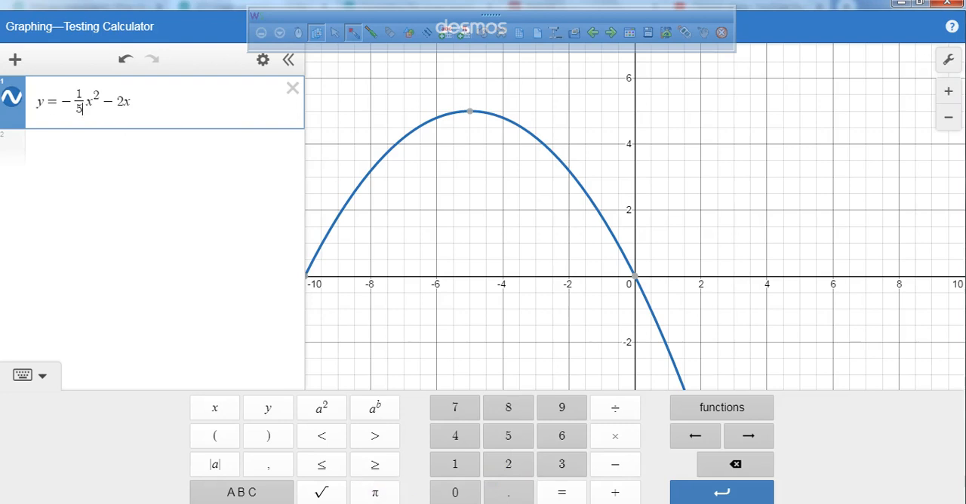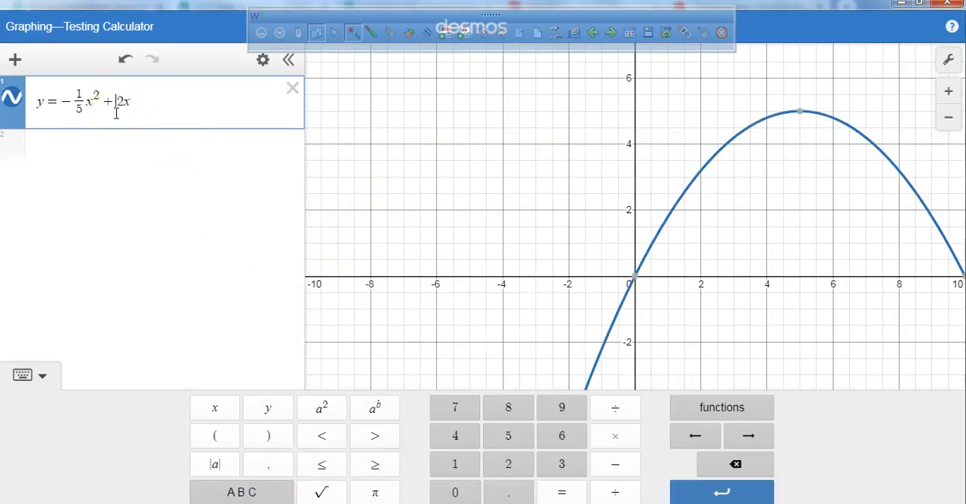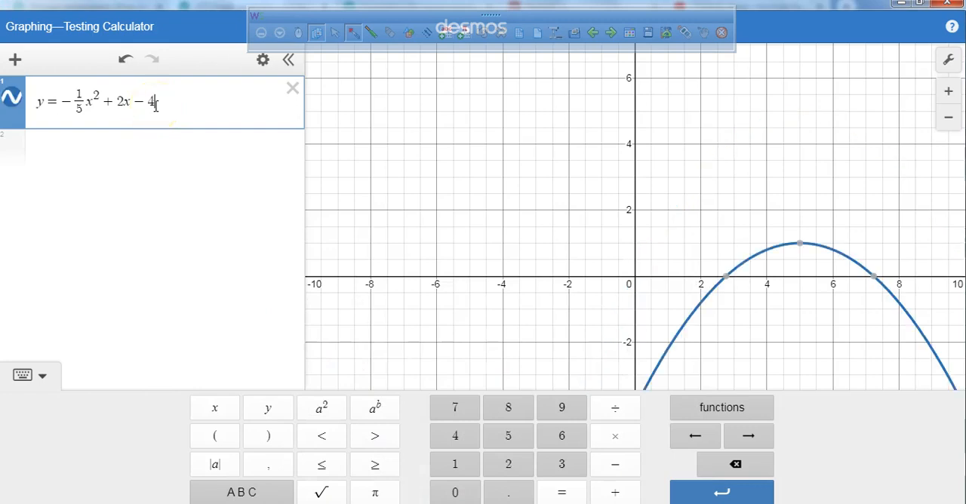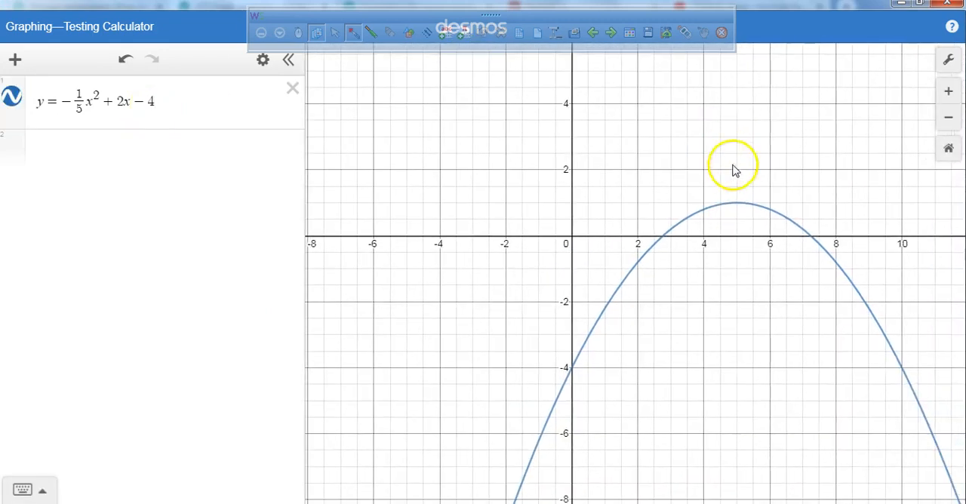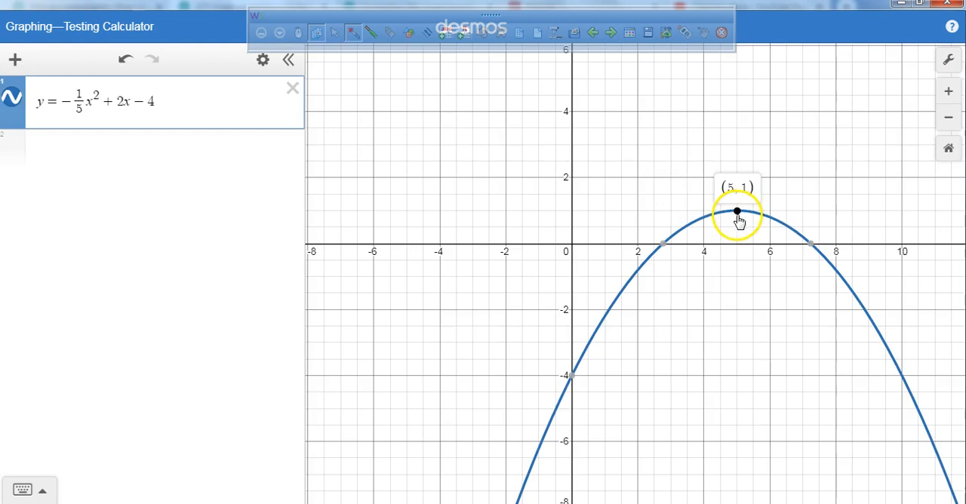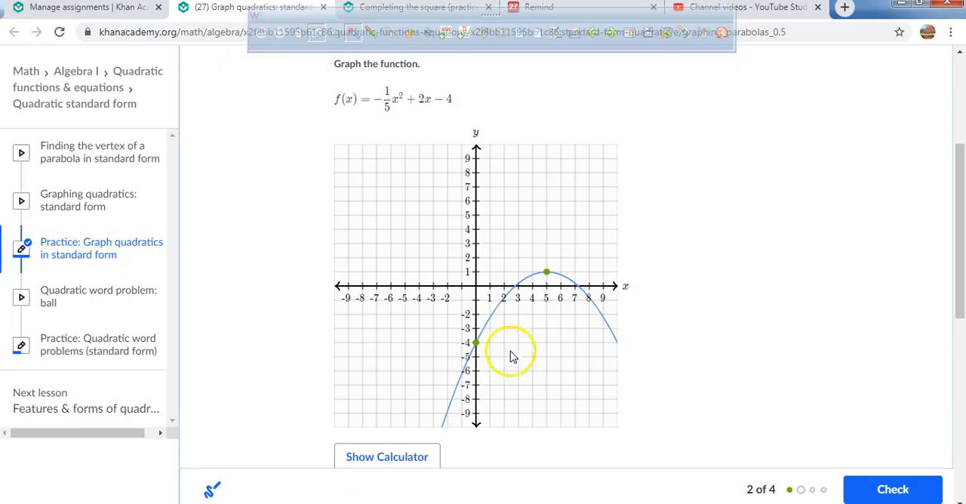So we have negative 1/5 x squared plus 2x minus 4. And then you can clearly see there's our vertex at 5 and 1, and there's our y-intercept at 0, negative 4. So I feel better now, like, okay, now I know I got it correct.